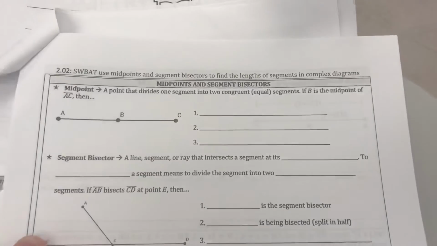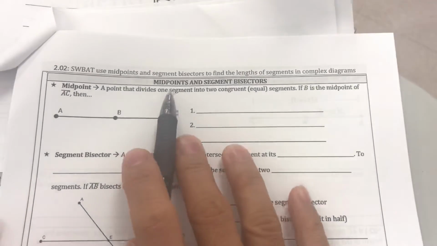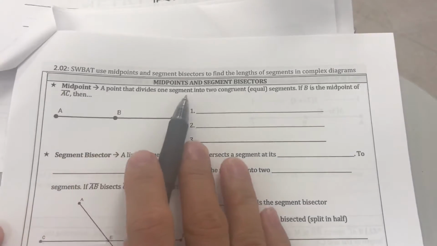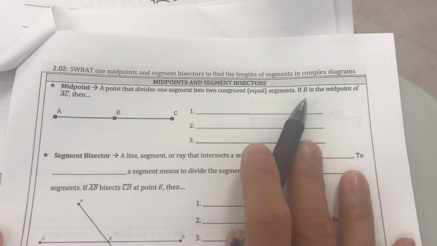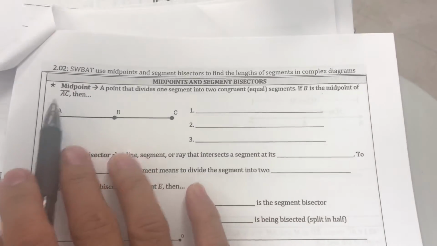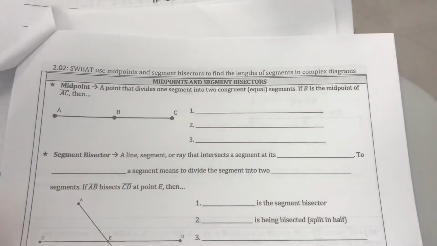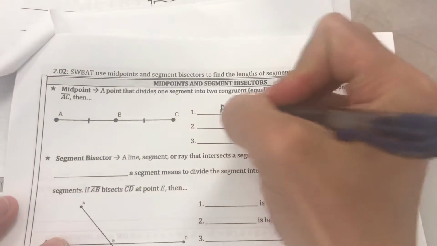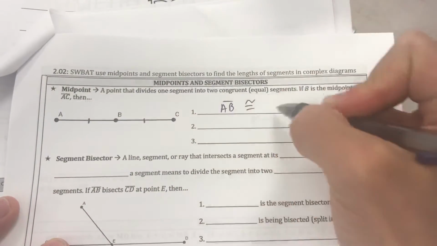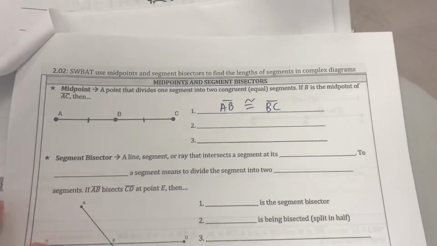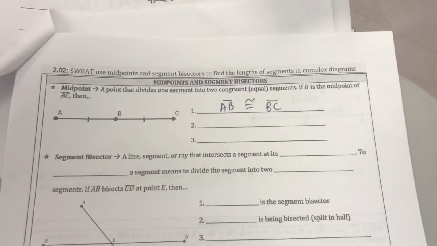All right, so the entire point of today's lesson is about midpoints and segment bisectors, okay? So a midpoint is the point that divides one segment into two congruent and equal segments, okay? So for example here, if B is the midpoint of AC, then what's the first conclusion? Well, you know that this line is congruent to this line. So the first conclusion, the obvious one, is that line AB is going to be congruent to line BC. Okay, that's very straightforward. But what else can we derive from this information?